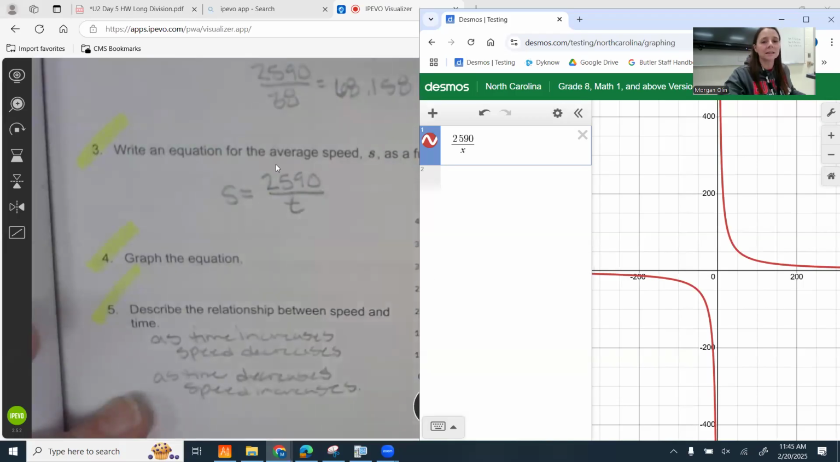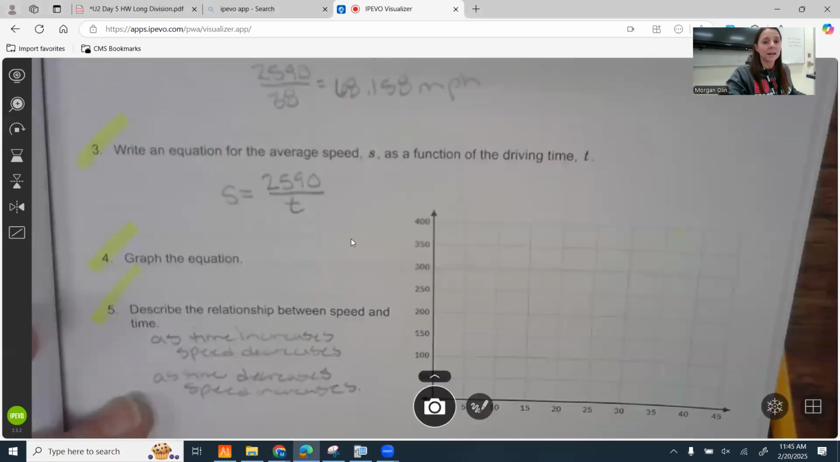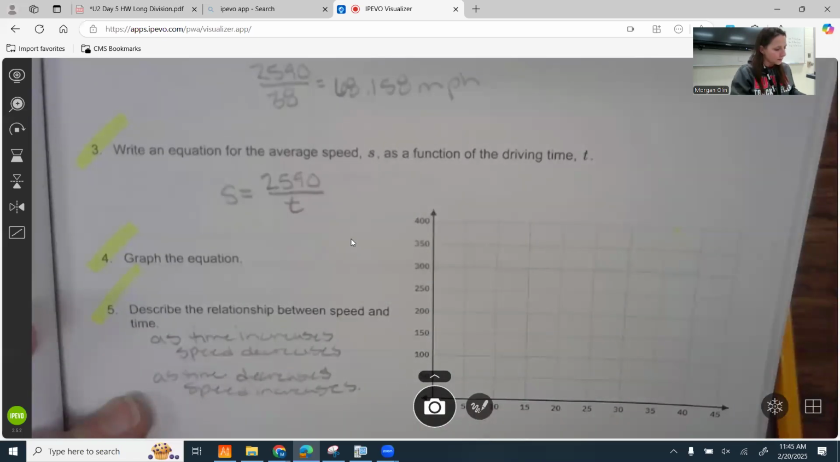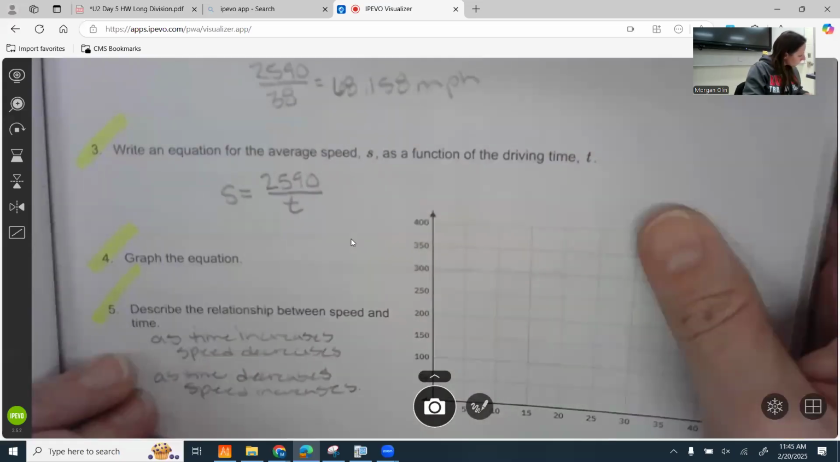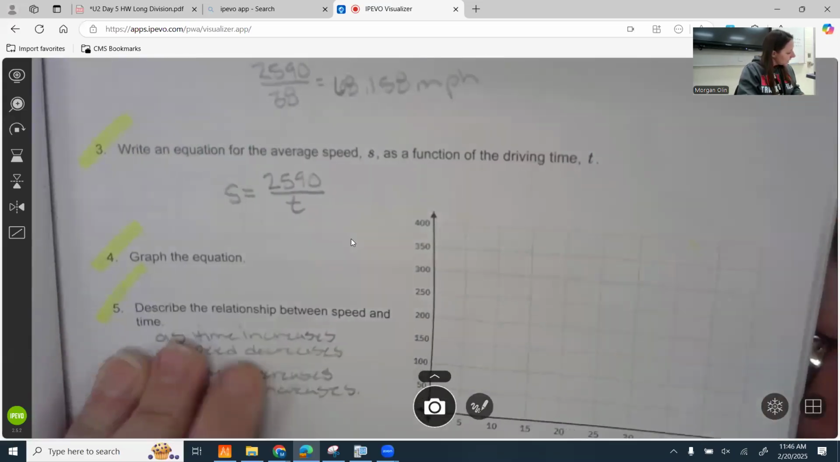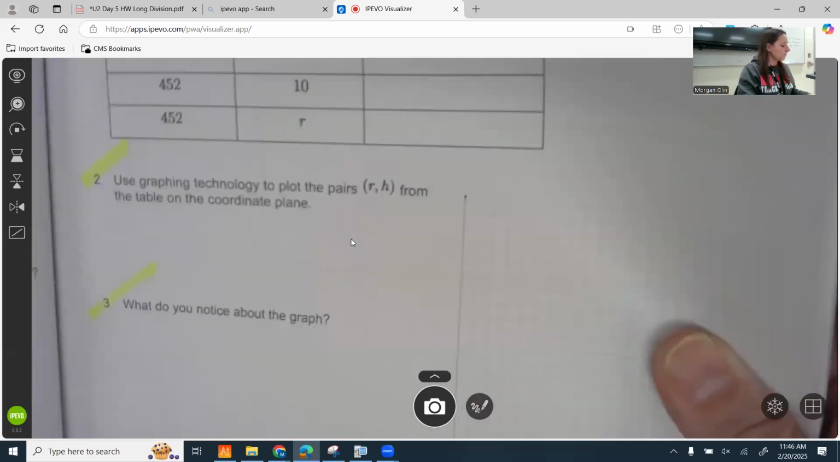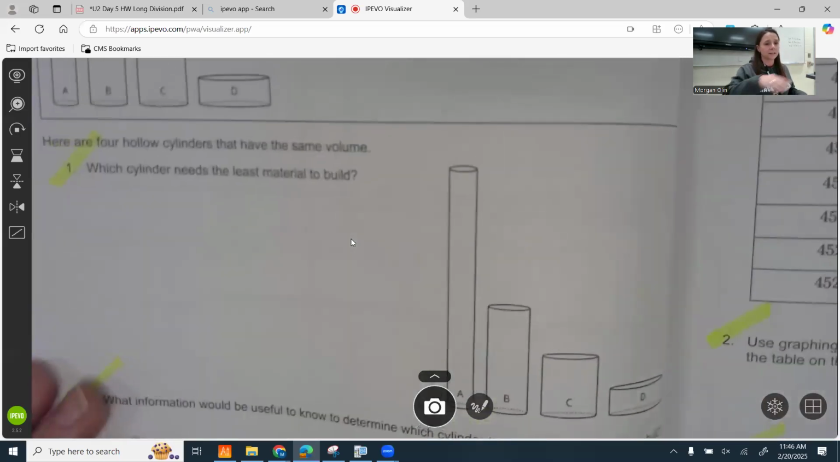You guys looked at things like this last year in math too. I'm not going to worry about graphing it here. We just saw it on Desmos. All right, so let's move on. Flip over a page and we want to look at number 40 on page 146.